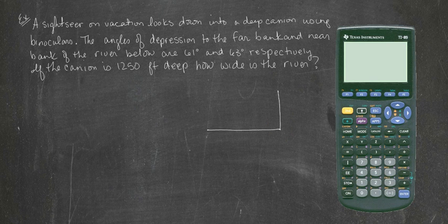So you're standing at the top of a cliff or a canyon that's 1,250 feet deep. So you're standing right here and you're looking with binoculars down into the canyon. And in the canyon there's a river that you can see both banks of. So you can see one bank here where the orange line intersects, and you can see the other bank right here where the green line intersects.